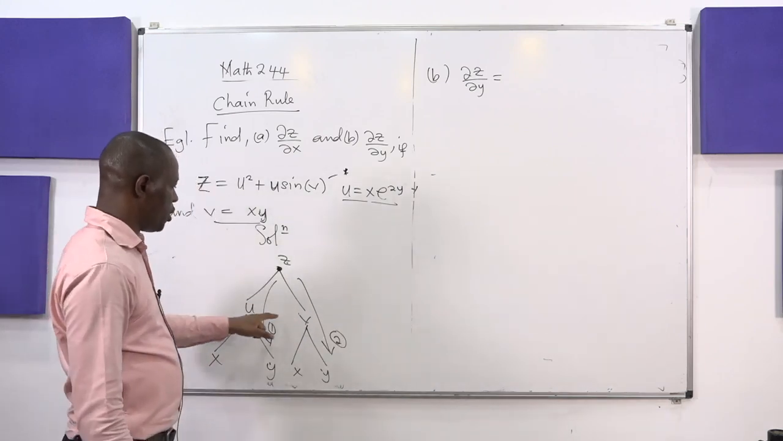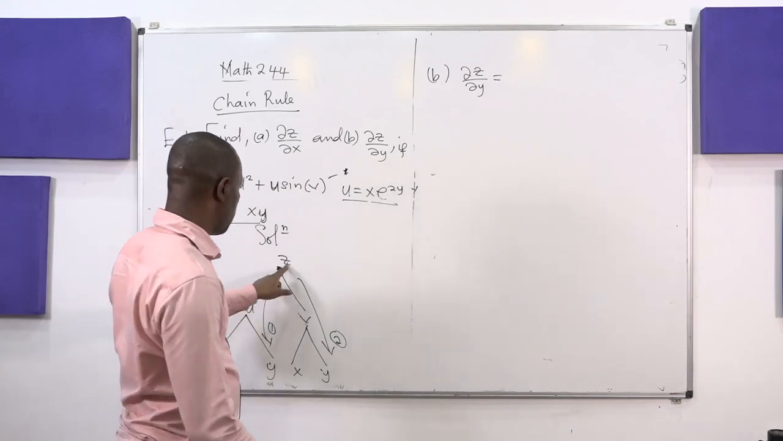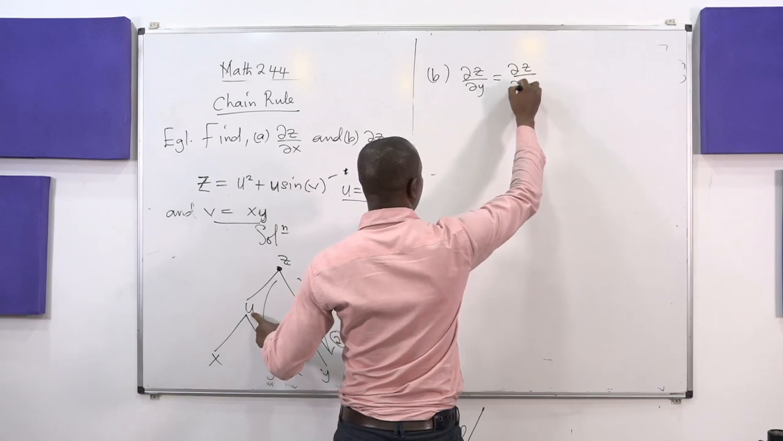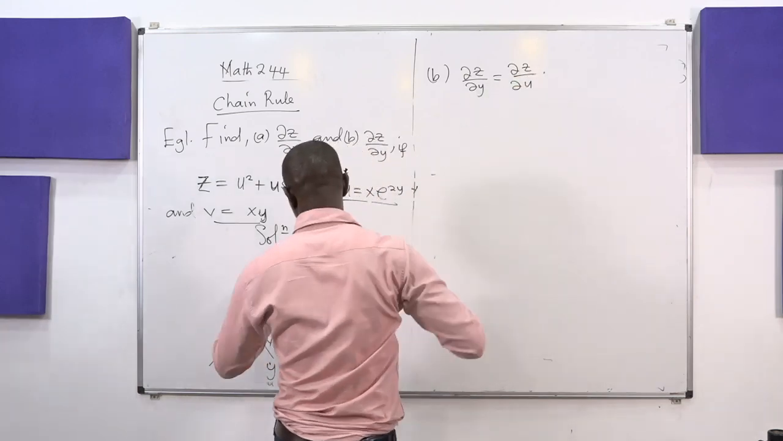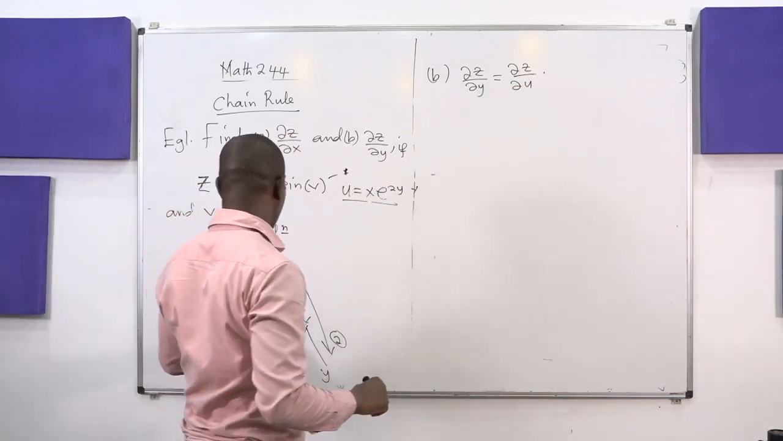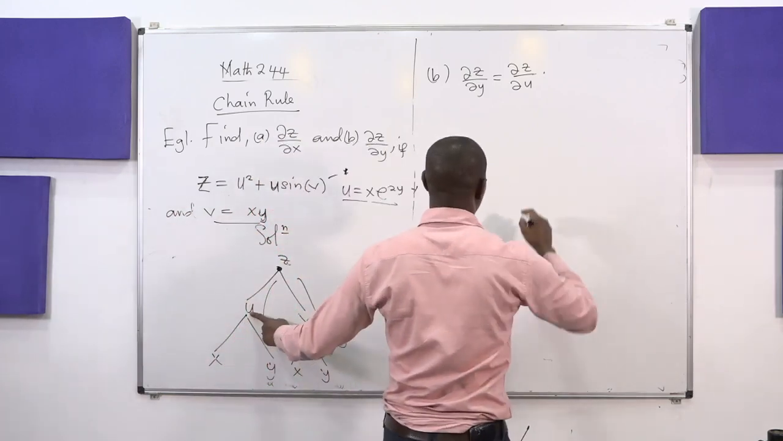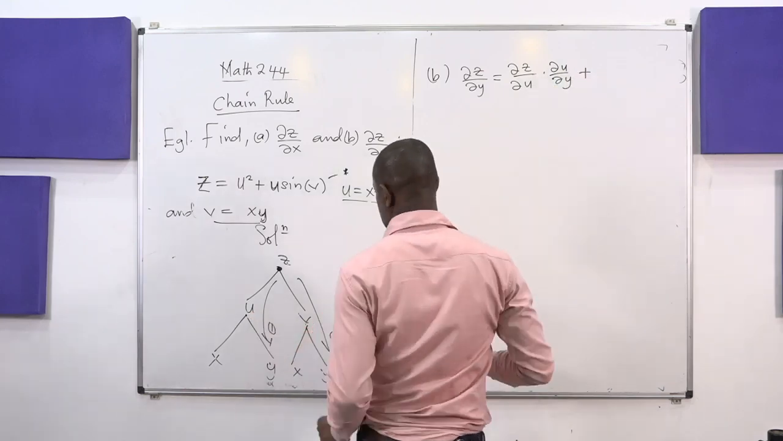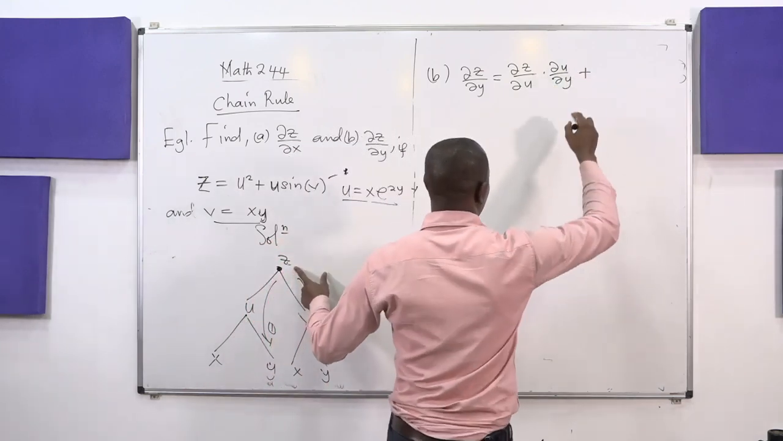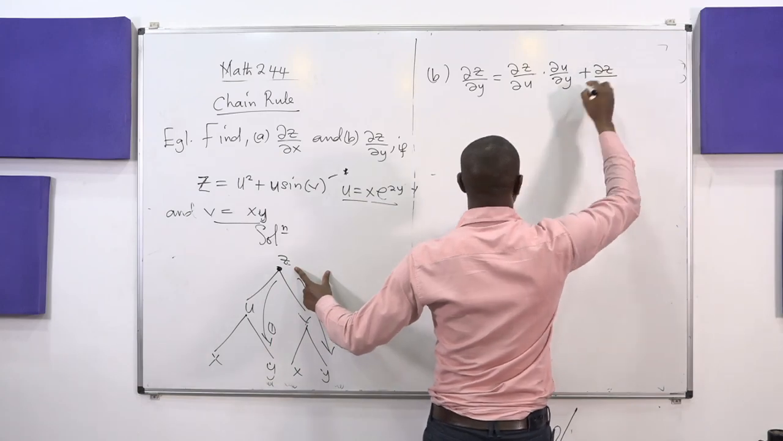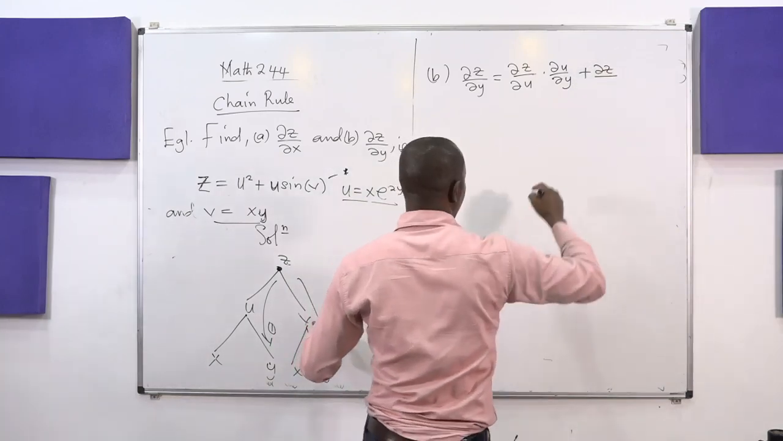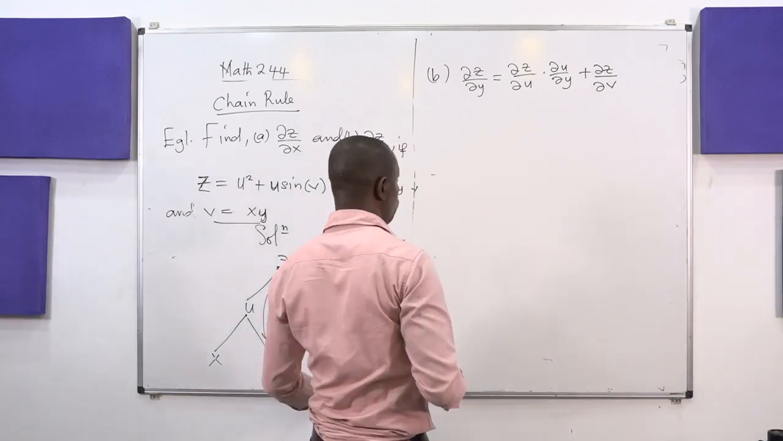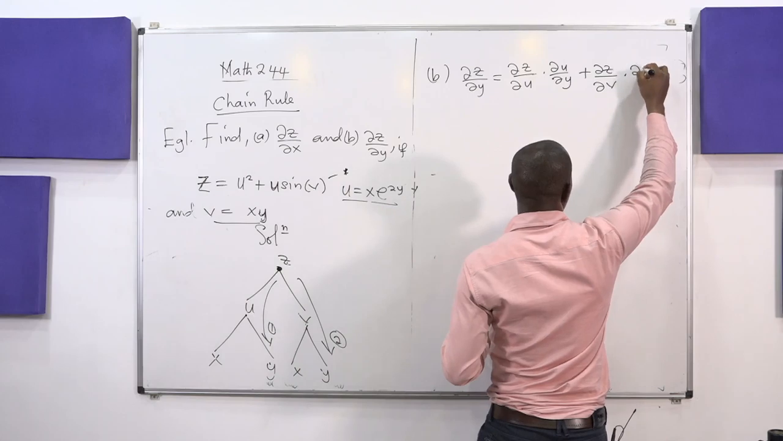Right. z depends on u and v. So this is a partial: partial z with respect to u. And this is a jump from z to u. I'm going to y, and u also depends on y, so I use partial u with respect to y. All of this means plus. Then partial z with respect to v. Is that okay? Then partial v with respect to y.